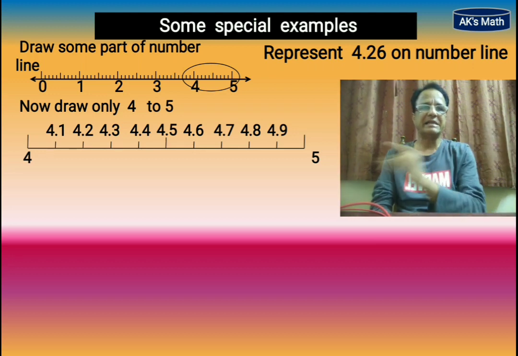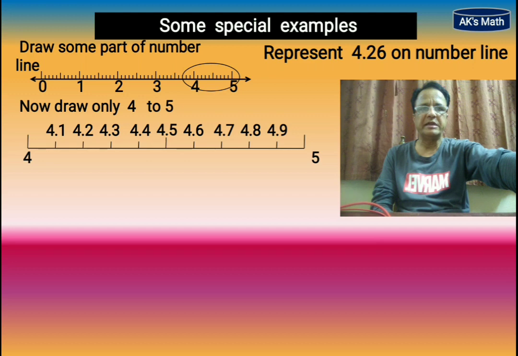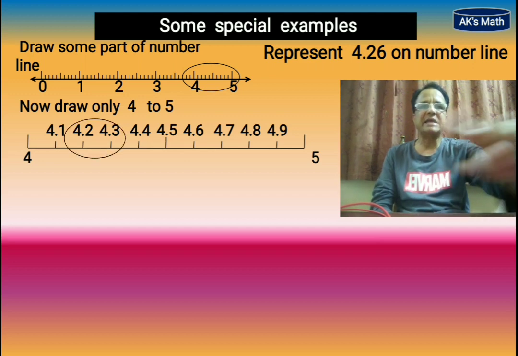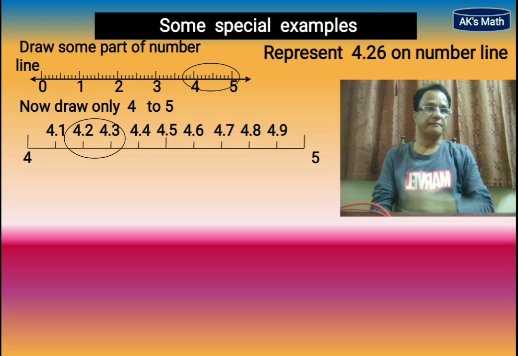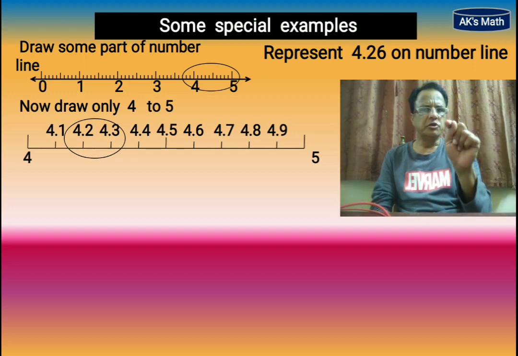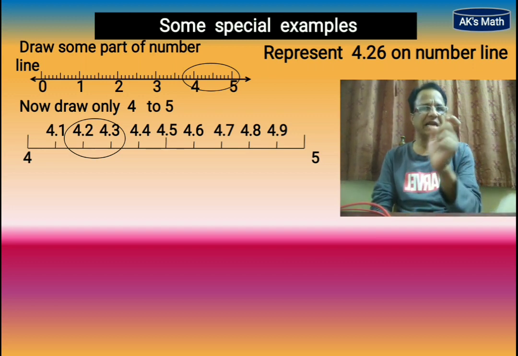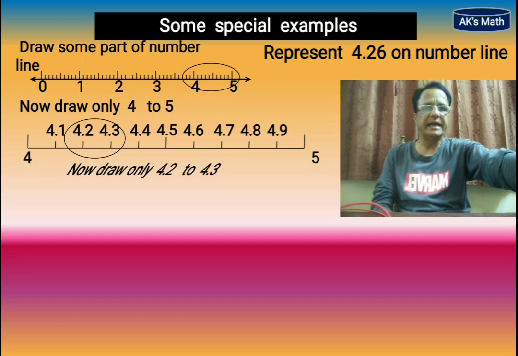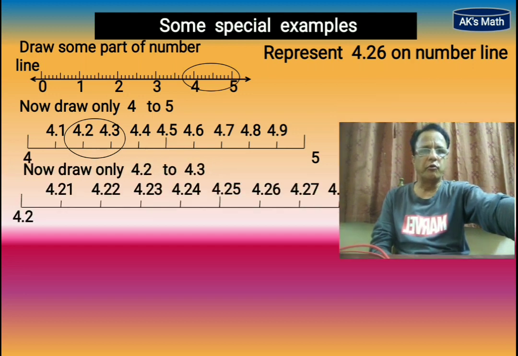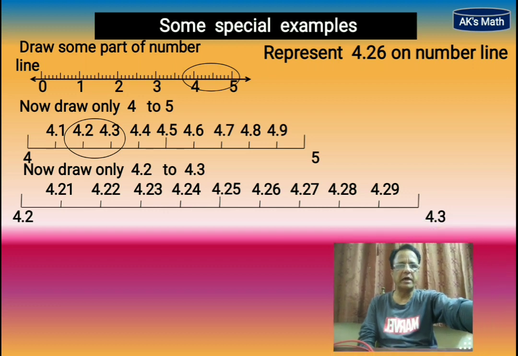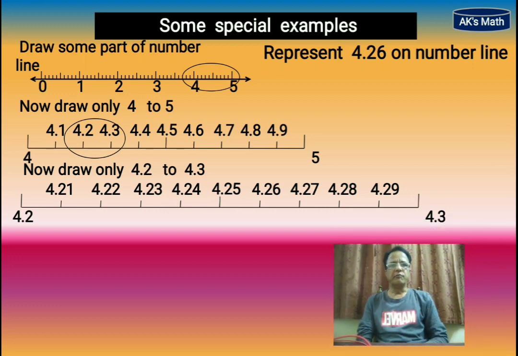Again 10 parts are made, as in the last example: 4.1, 4.2, 4.3 like that. Now our number is lying between 4.2 and 4.3, because it is 4.26 bar, meaning 4.2626. Now zoom and enlarge only that part, 4.2 to 4.3. Look at this one: 4.2, 4.3, 4.21, 4.22. Like this, you have to draw that particular part.